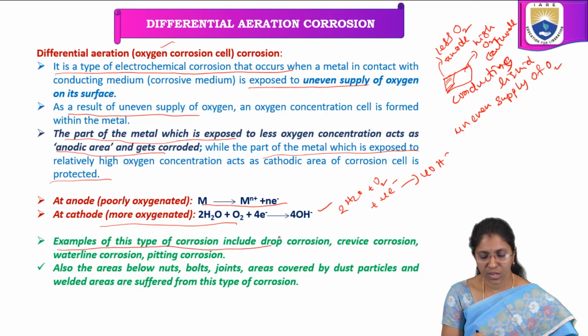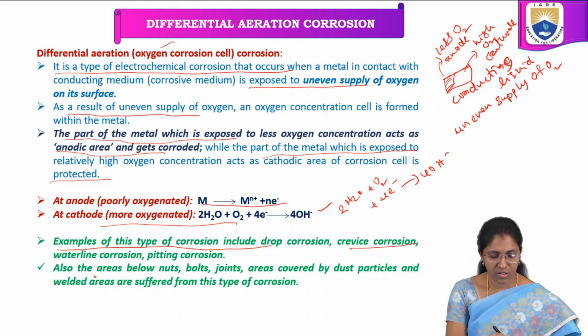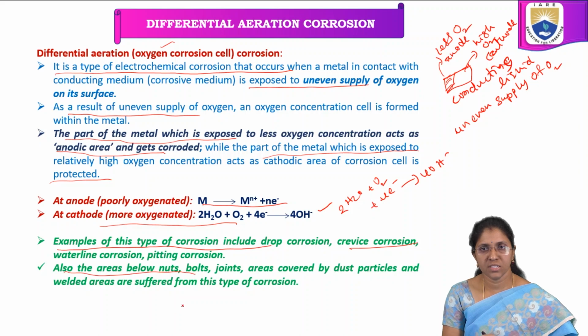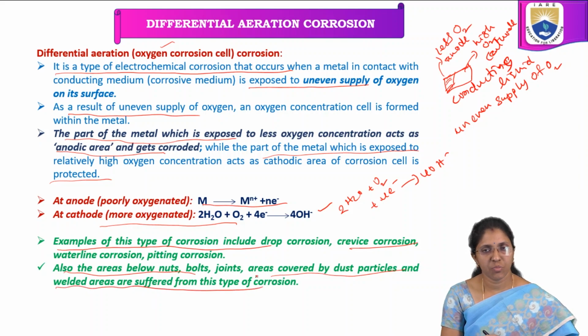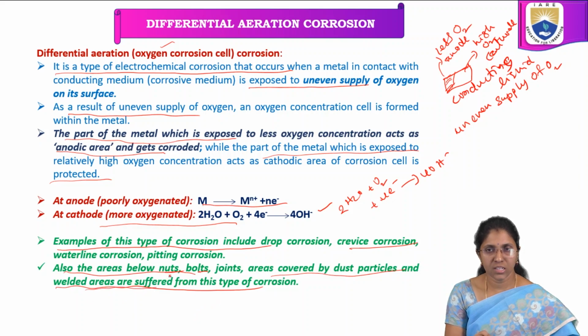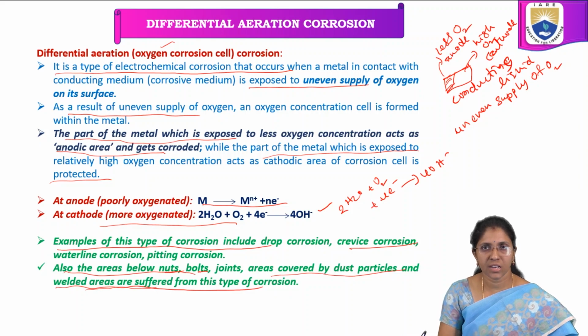Examples of this type of corrosion include drop corrosion, waterline corrosion, pitting corrosion, crevice corrosion, etc. Also, the areas below nuts, bolts, and joints, areas covered by dust particles, and welded areas suffer from this type of corrosion, the differential aeration corrosion.